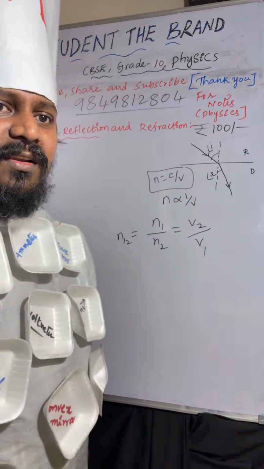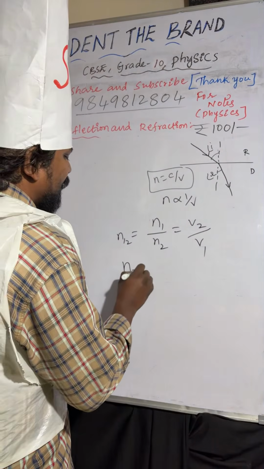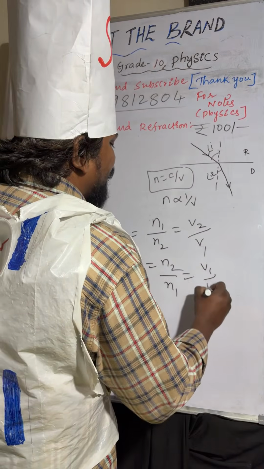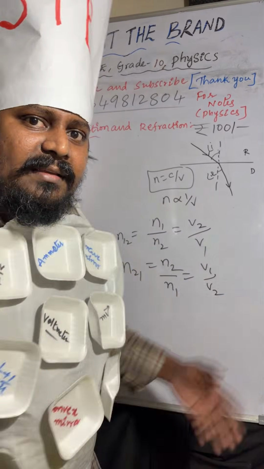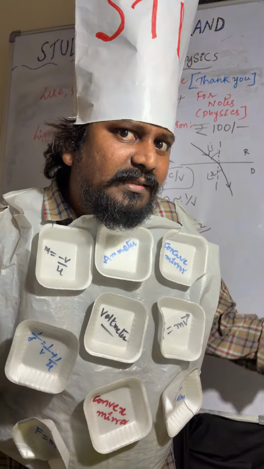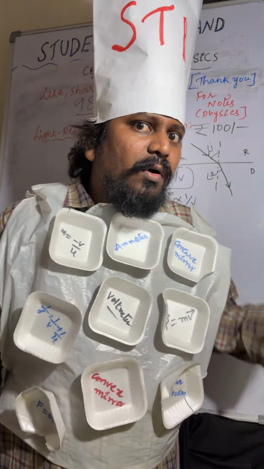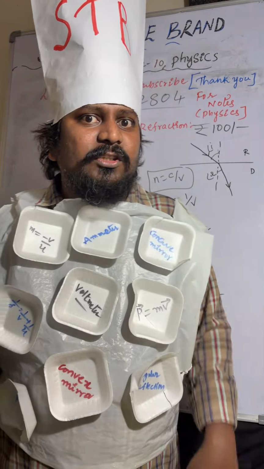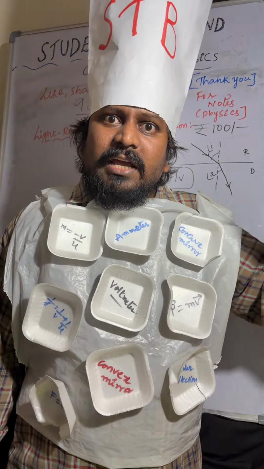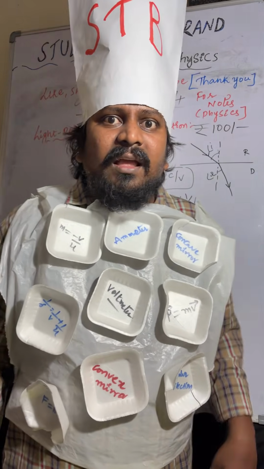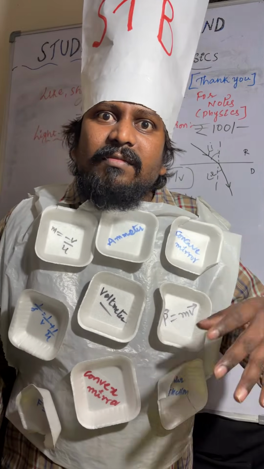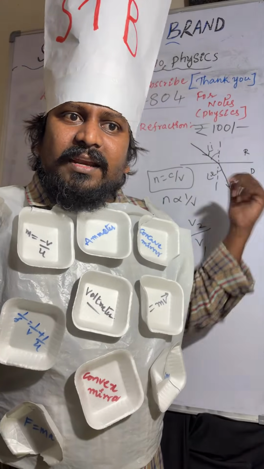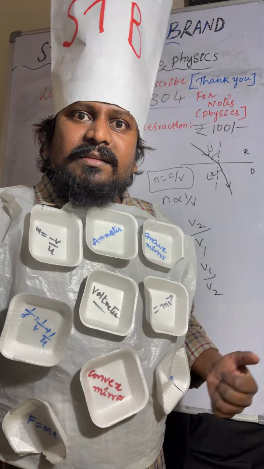And one more thing you can observe: can I write n2 by n1 equal to v1 by v2? Yes, it is possible, because n is inversely proportional to velocity. n1 by n2 is nothing but v2 by v1, and n2 by n1 is nothing but v1 by v2. A very important point.